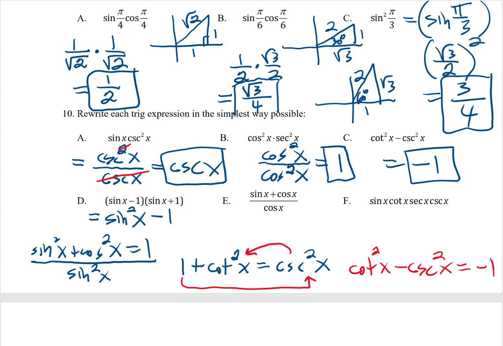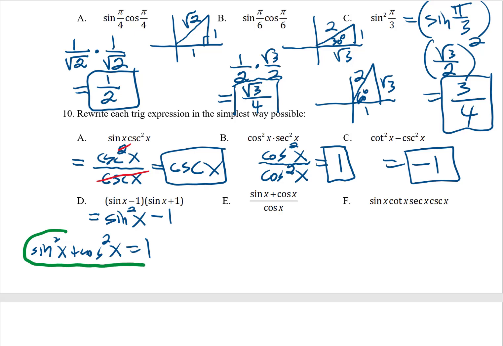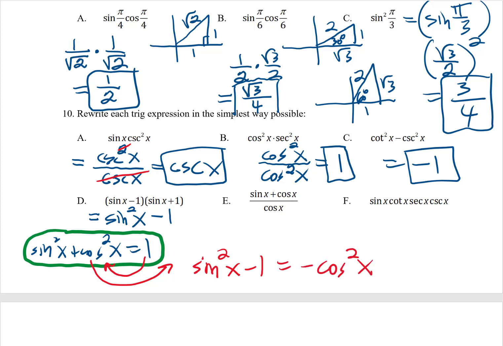Now, sine squared x minus 1 makes me think Pythagorean identity. So let's take a look at that main Pythagorean identity again. Can I make a sine squared minus 1? Yes, if I move this 1 over here and move the cosine squared to the other side, then it will say sine squared x minus 1 is equal to negative cosine squared x. Well, that's exactly what I needed. I have sine squared x minus 1 in my problem, and we just discovered this is equal to negative cosine squared x, which would be the final answer.